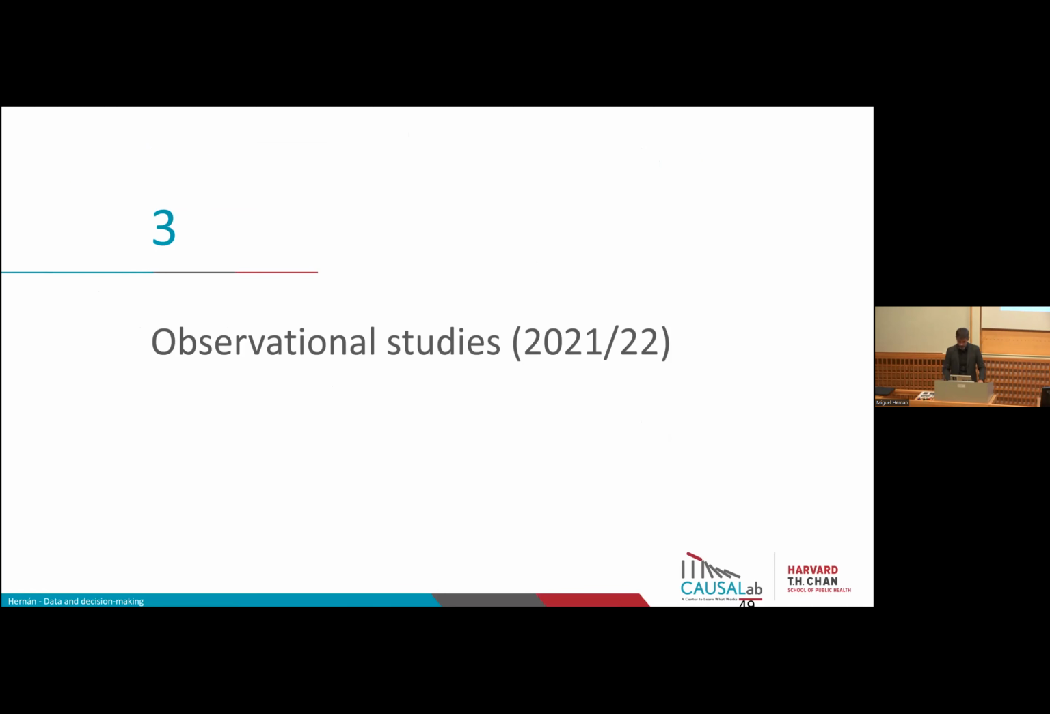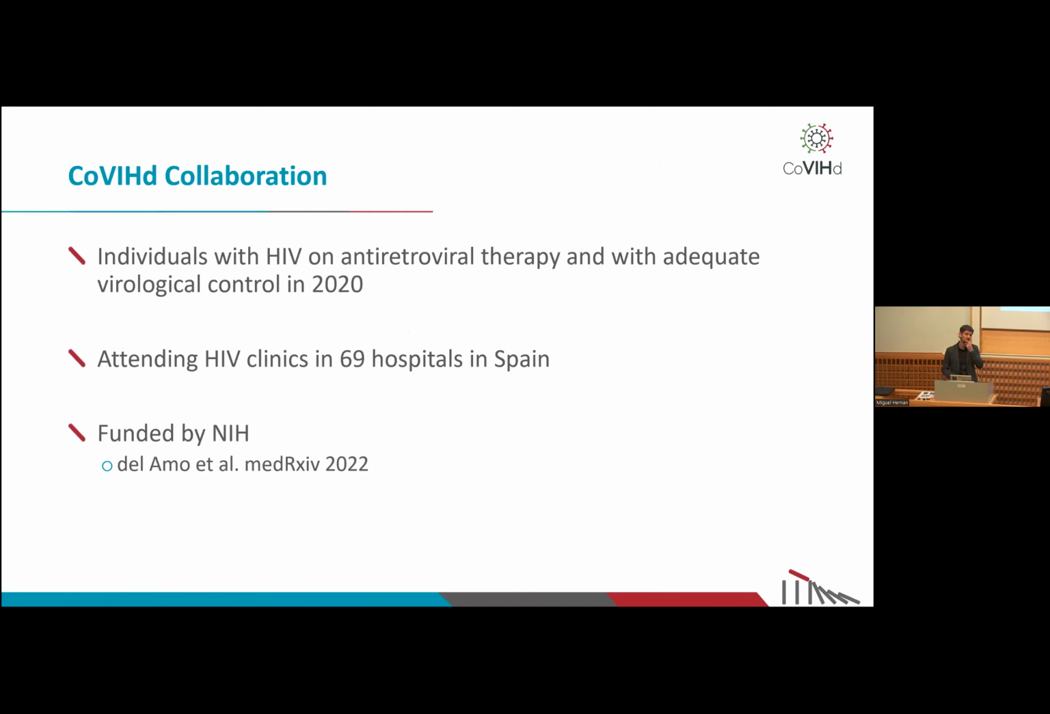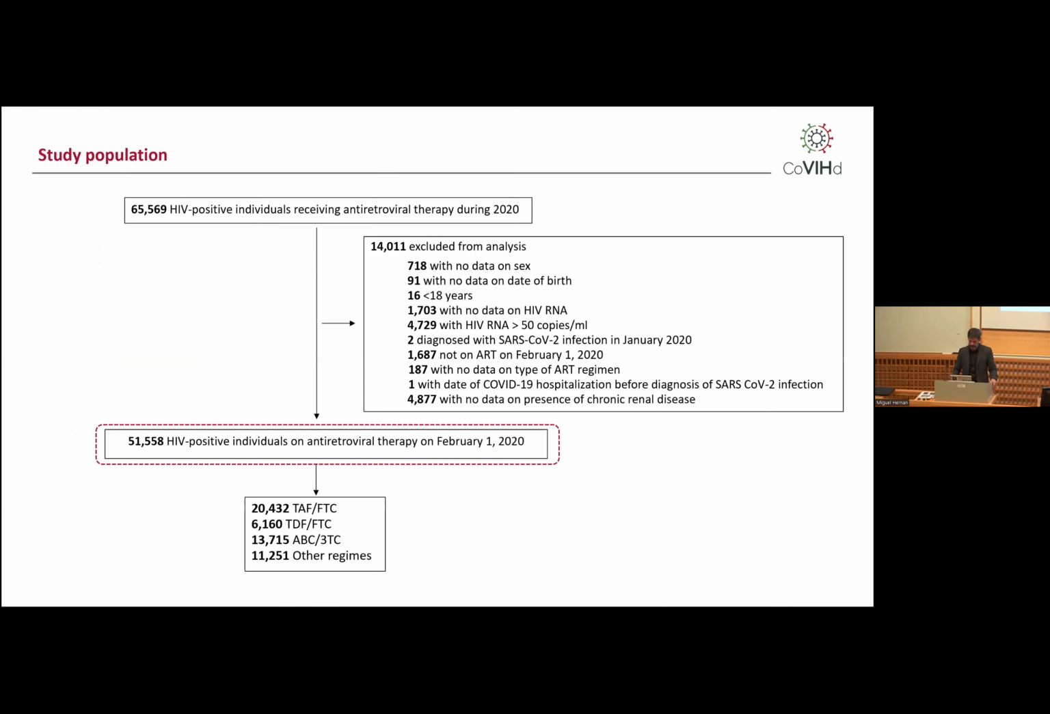So what else? We did a couple more observational studies, because of course, in the one that I showed you from Spain, we could not adjust for comorbidities. So we decided to do another observational study in which we would collect detailed clinical data on each of the patients. That study is known as COVID. And this study in 69 hospitals in Spain was funded by NIH and ended up with about 51,000 people with HIV.